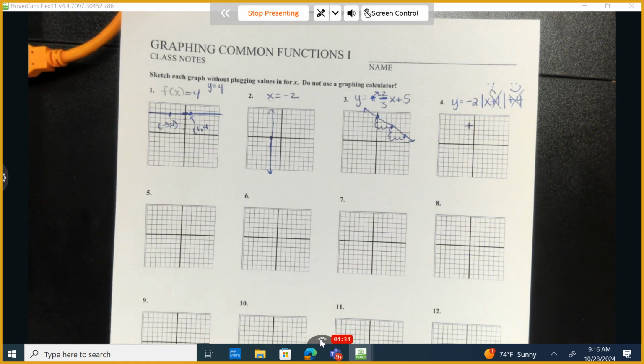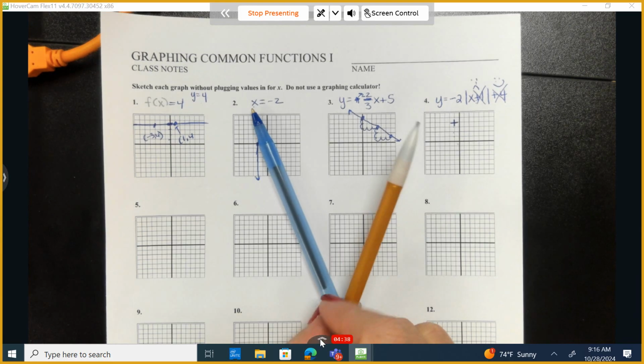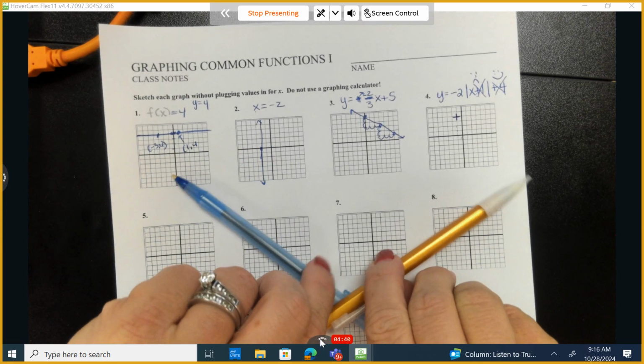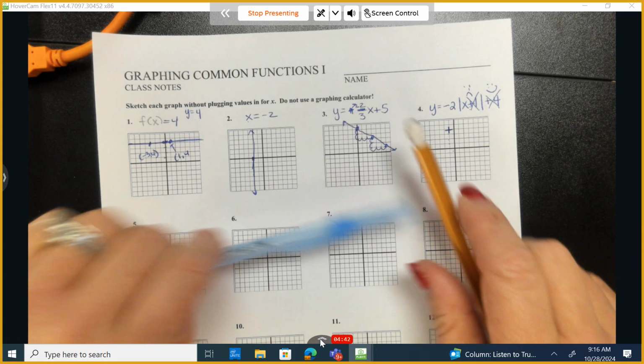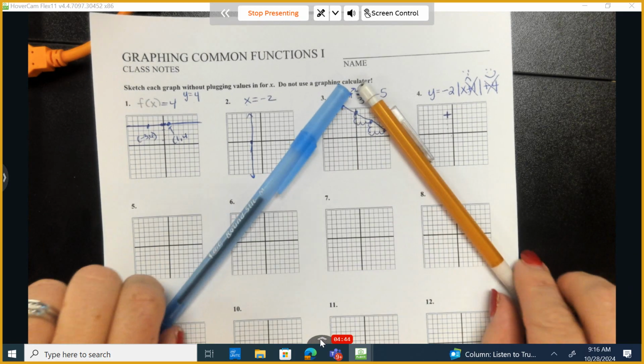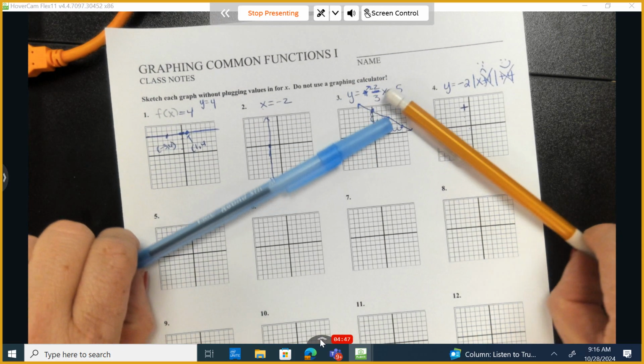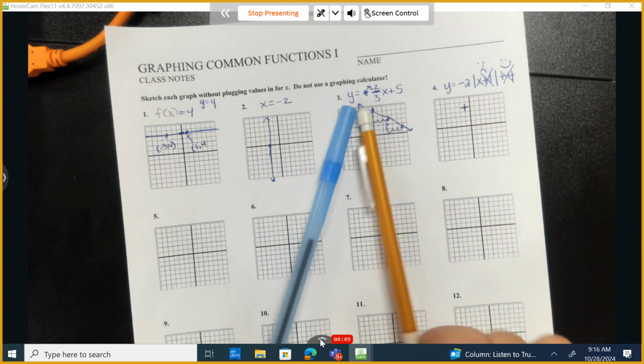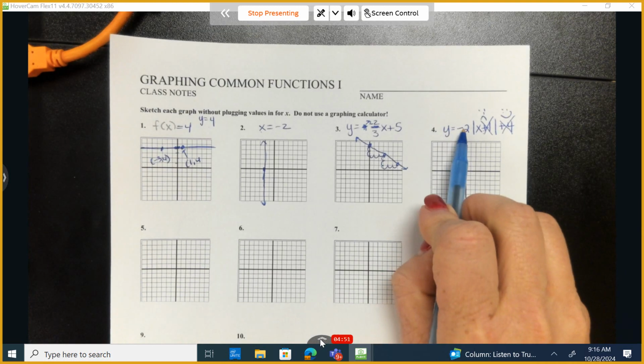Now this is changing what the shape of this V is. So absolute value functions make it a V shape, and that V can be wider or it can be skinnier. It also can open up or down, and it can be wide, or it can be skinny. How we determine that is the value up front.